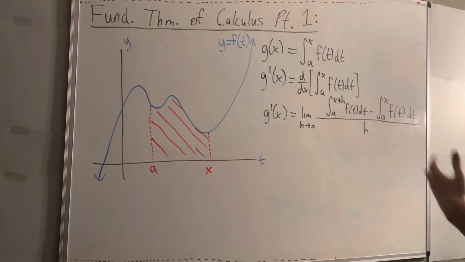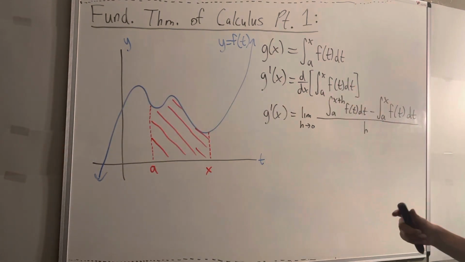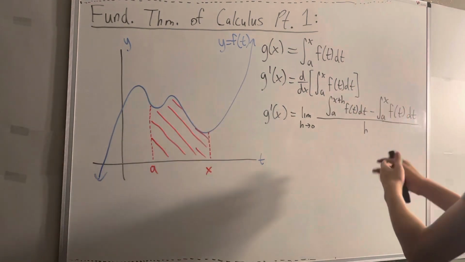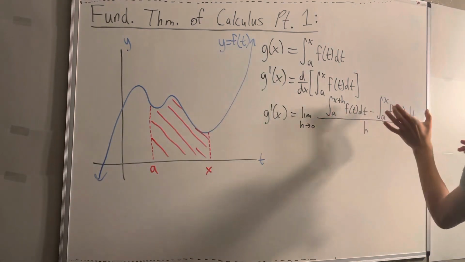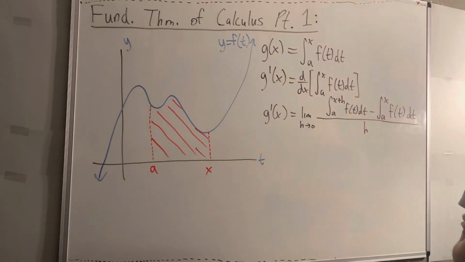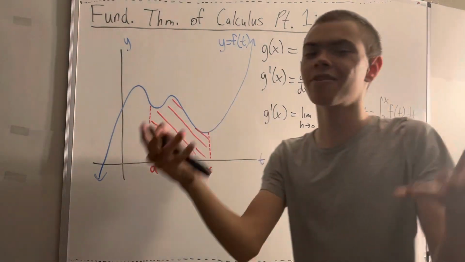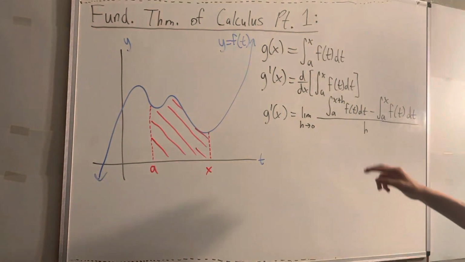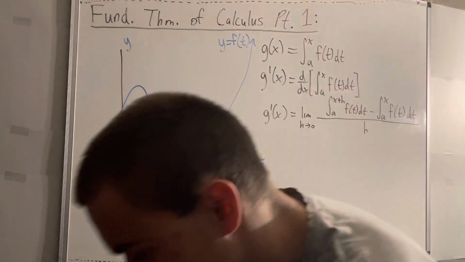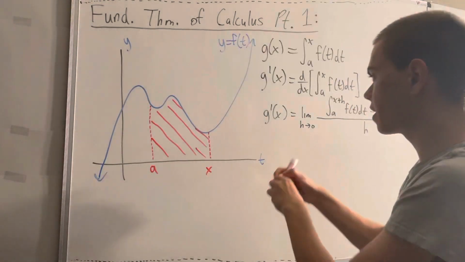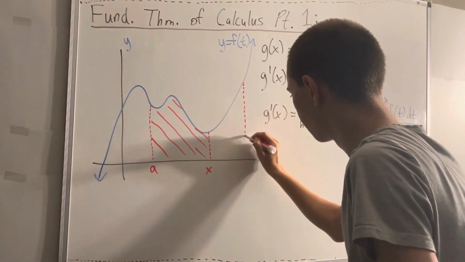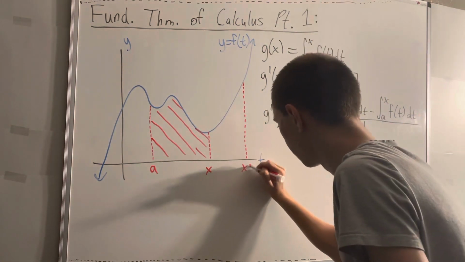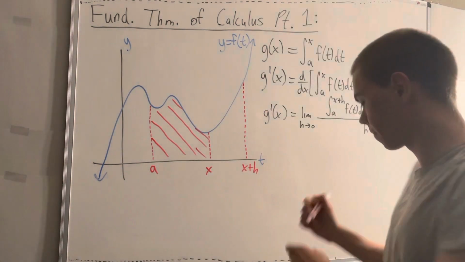So then how do we actually evaluate this limit? Well, notice that in the numerator, all we're really doing is subtracting two integrals. So really, that's the same thing as subtracting two areas. So this is x. Then we're going to say that x plus h is right here. So we're going to call this x plus h.